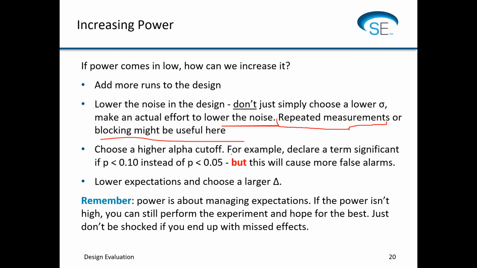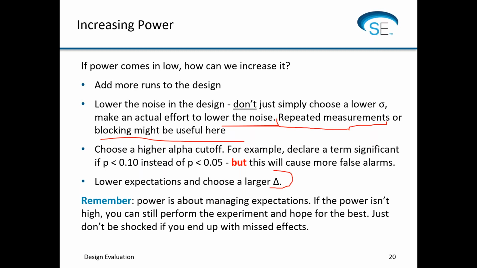You could also choose a higher cutoff. Everybody uses a p-value of 0.05 as the cutoff for significant or not, and there's no law that says you have to use 0.05. You could use a threshold like 0.1. That means it's going to be easier to declare something significant, which means it's going to be easier to detect it as active. Of course, you don't get anything for free in statistics. This will likely cause more false alarms. You could also simply choose a larger delta. It's not going to change anything, it's mostly just lowering your expectations.